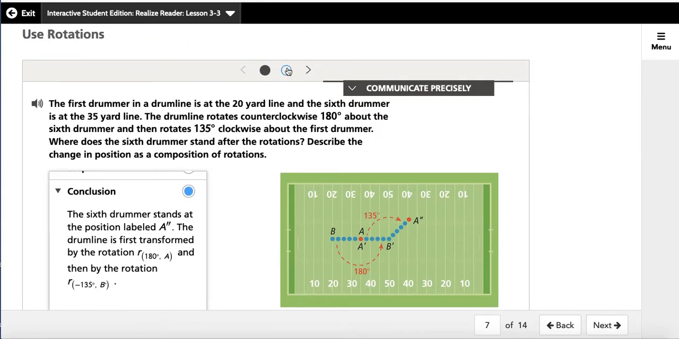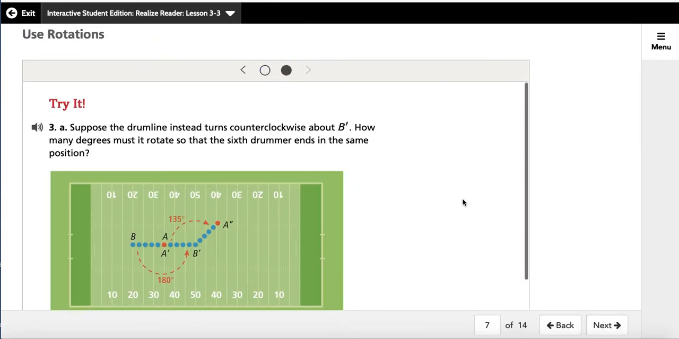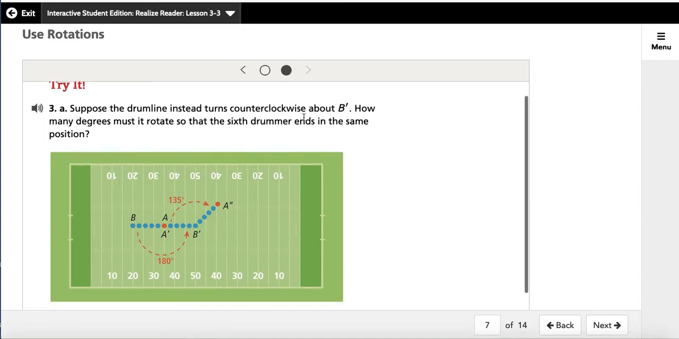Let's see what they want to ask us. Suppose the drum line instead turns counterclockwise about B prime. How many degrees must it rotate so that the sixth drummer still ends up in the same position? Think about that, click pause, and push play when you're ready.